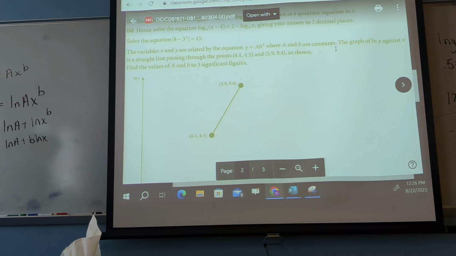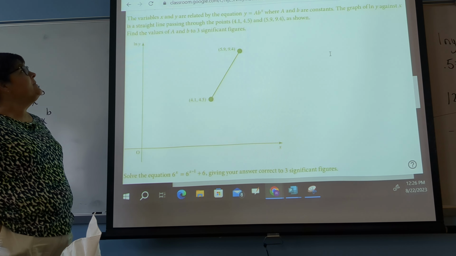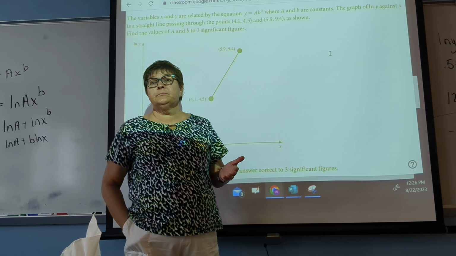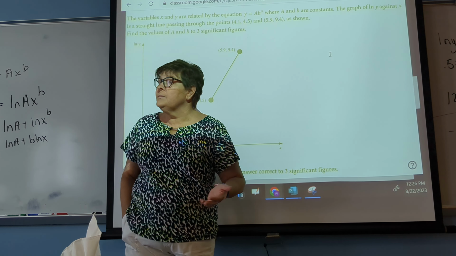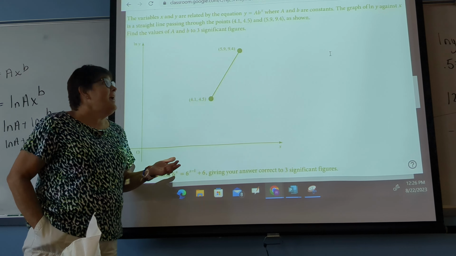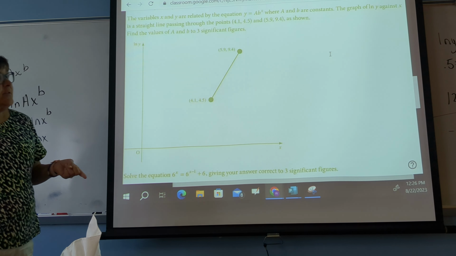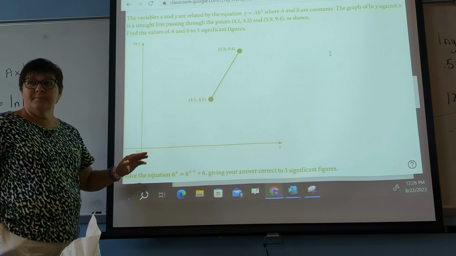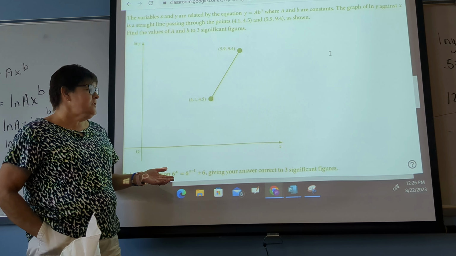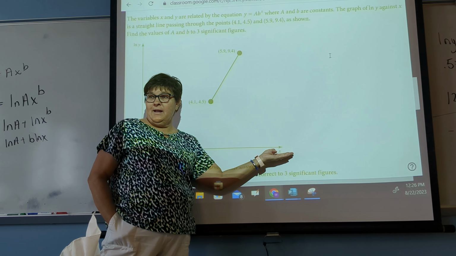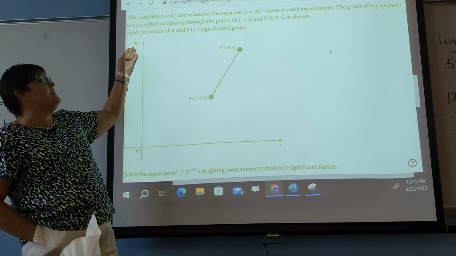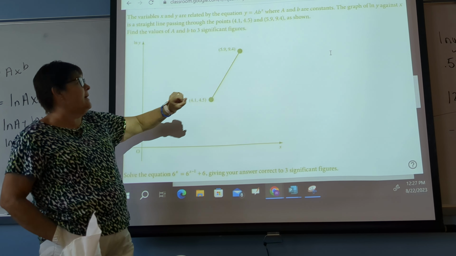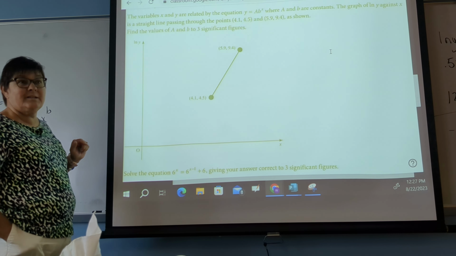The variables, this is a new problem. The variables x and y are related by the equation y equals ab to the x. It's the same equation. Nope, not quite. So y equals ab to the x, where a and b are constants, the graph of ln of y against x. So how does that change? x is your x variable, right? And then what's your y now? It's ln of y. So pay attention. The ordered pair would be x, ln of y. You guys cool with what I just said?